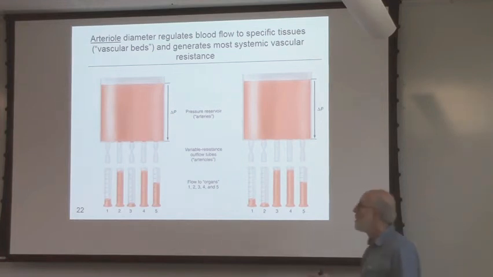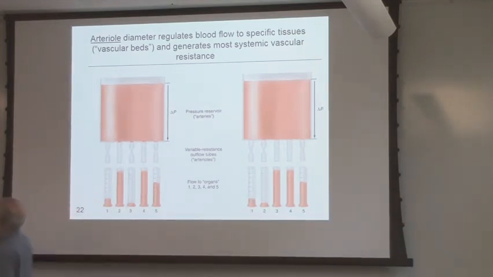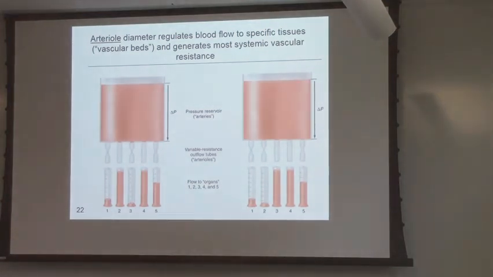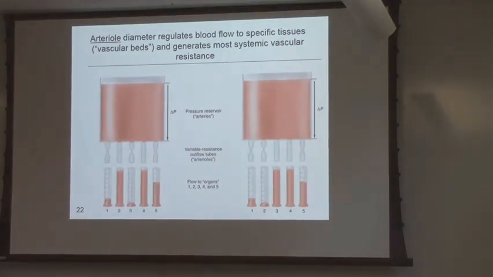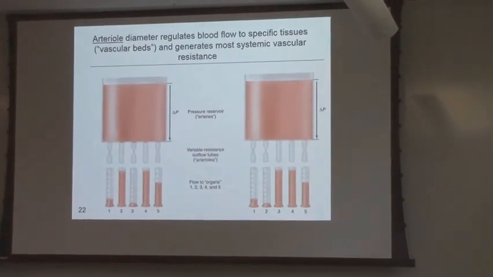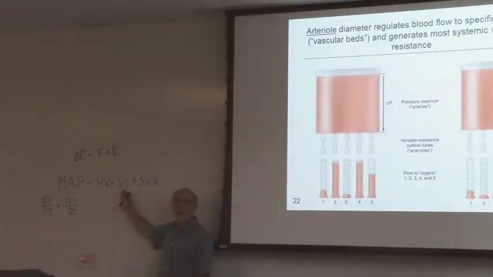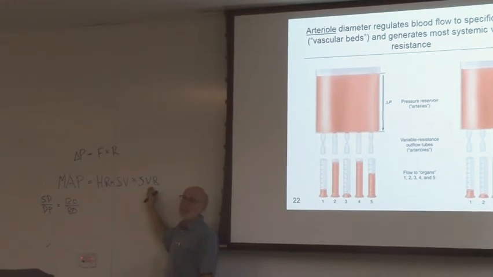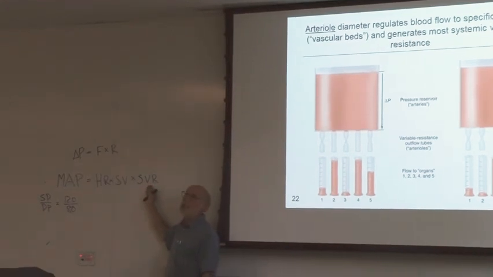But the point is, resistance is controlled by arterioles. And so arterioles, those tiny little microscopic vessels, have a role to play in blood pressure because they control one of the three terms of blood pressure. The heart, the sympathetic nervous system and the heart control heart rate. The sympathetic nervous system and the heart control stroke volume. But the sympathetic nervous system and the arterioles control resistance.